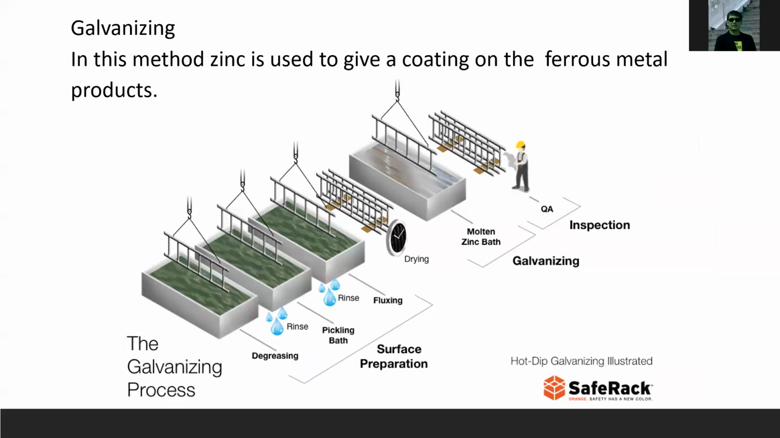Another is galvanizing. This is commonly used for our metal sheets for roofing. This is the galvanizing process. They clean the metal first, rinse it, then clean it again by pickling bath, then fluxing, and then they dry it, then dip it into a molten zinc bath, and then they inspect it for quality control.